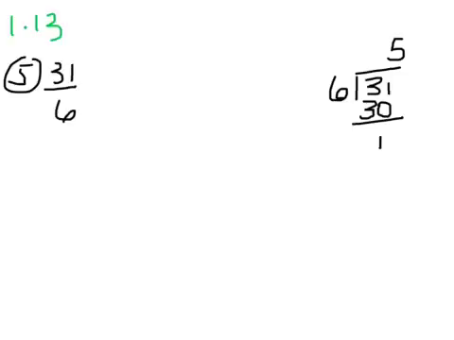I got 1 left over, so I got 1, and you remember you make a fraction and you put the thing you divided by on the bottom. Does everybody remember how to do that? Okay. So 31 over 6 is equal to 5. You can't read it very well, but it's 5 and 1/6.